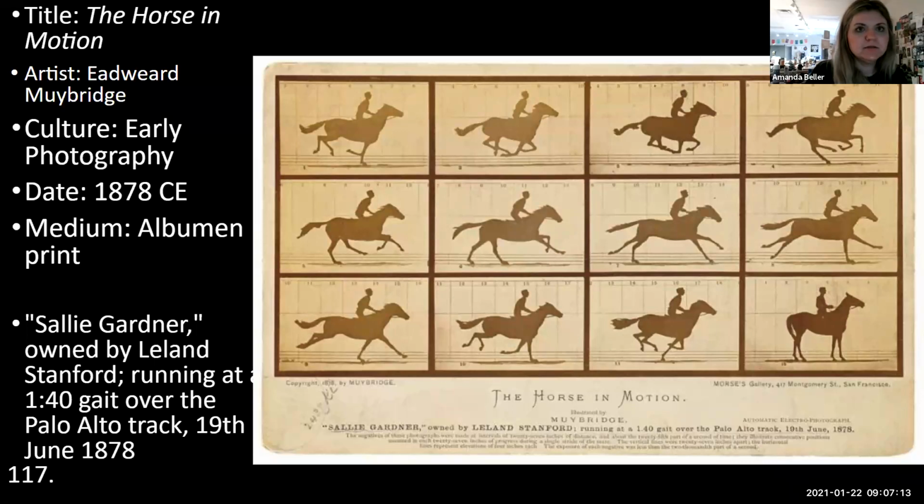All right, so we are going to finish up photography with this piece for a while anyway. This is The Horse in Motion by Edward Muybridge. Kind of a funny name. Again, just early photography is your culture, but this is actually American. And this is a newer process, right?